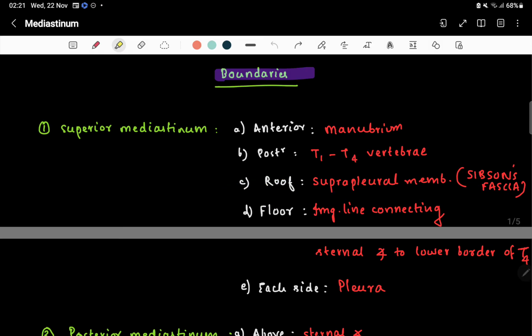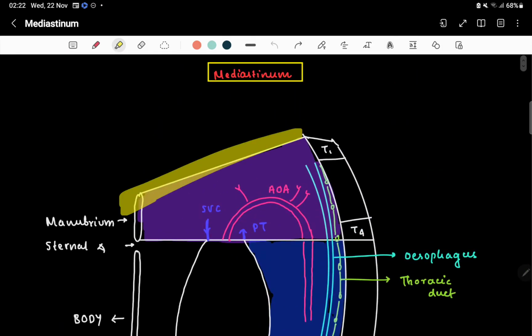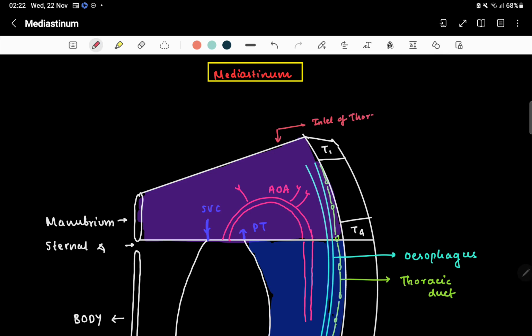Roof is from the suprapleural membrane. We talked about this, this is the inlet of the thorax. We call it the inlet of thorax, and this inlet of thorax is made up of the suprapleural membrane, and the suprapleural membrane is also called Sibson's fascia.